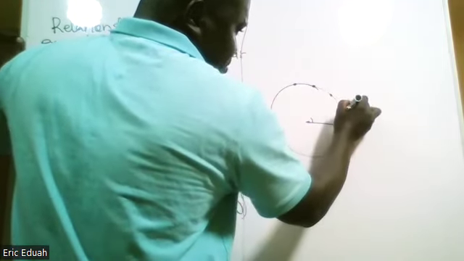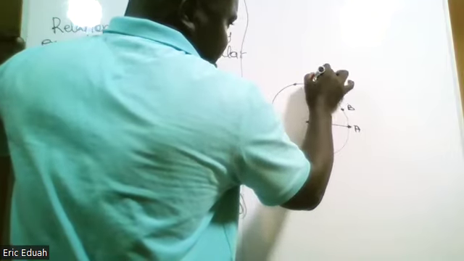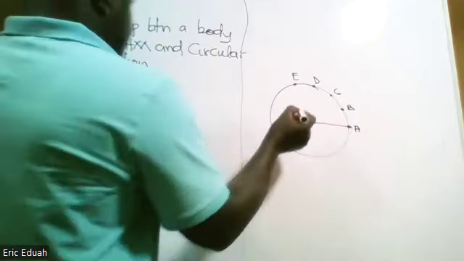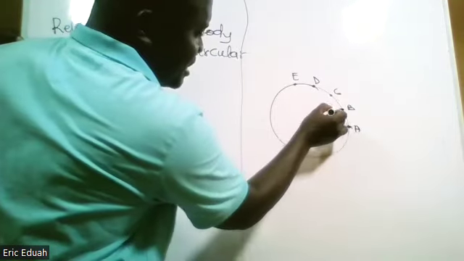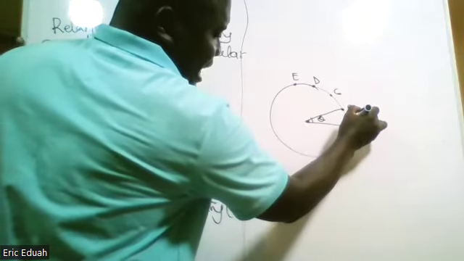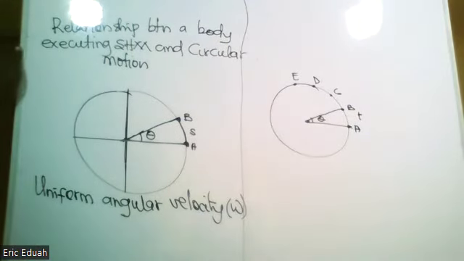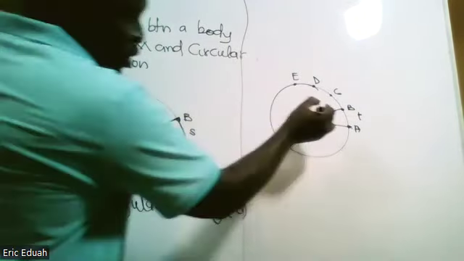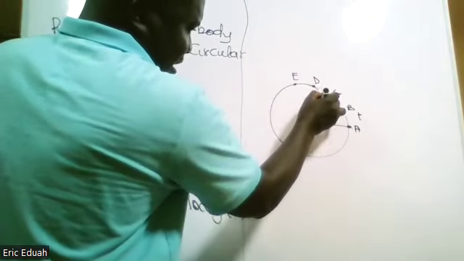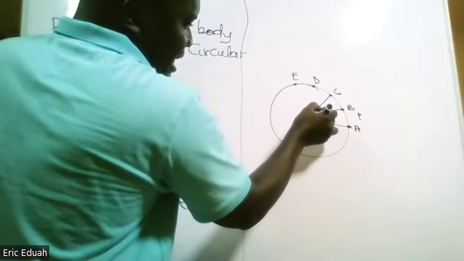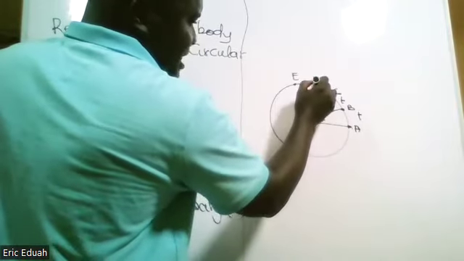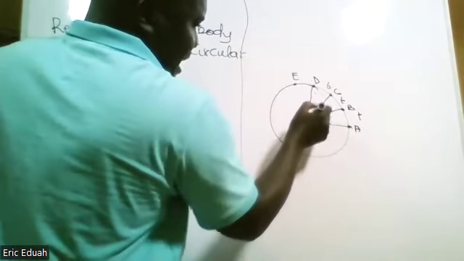So A, B, C, D, E. When it moves from A to B, the angular displacement is theta, and it takes time t seconds to move from A to B. When it moves from B to C, it will describe the same angle at the center, and it will take the same time to move from B to C. C to D, the same angle at the center, the same time.